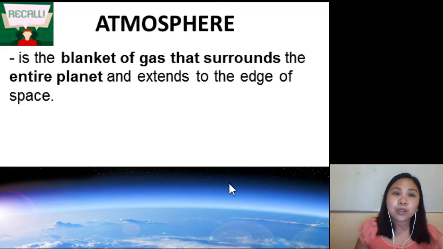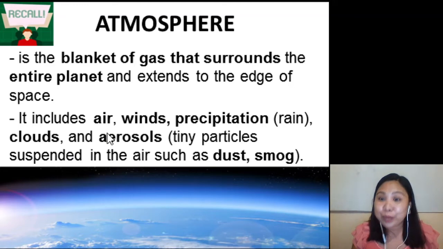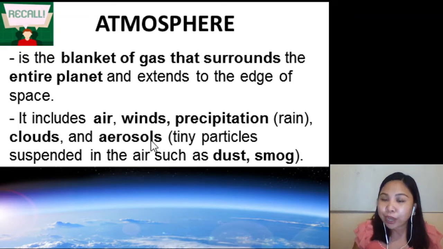Ano po? So, in the atmosphere, it includes air. Okay? It also includes wind. So, by the way, what's the difference between air and winds? So, moving air is what we call winds. So, once na nag-move ang air, tawag na po natin dyan ay winds. Okay? So, in the atmosphere, we also include precipitation or the rain.